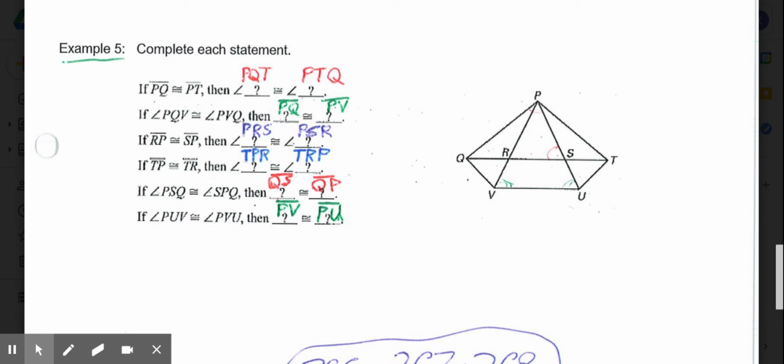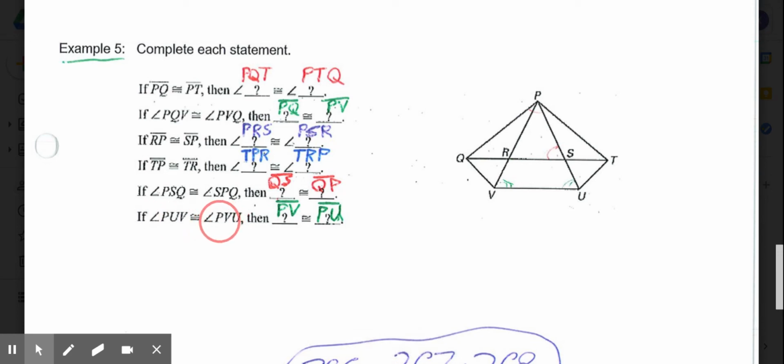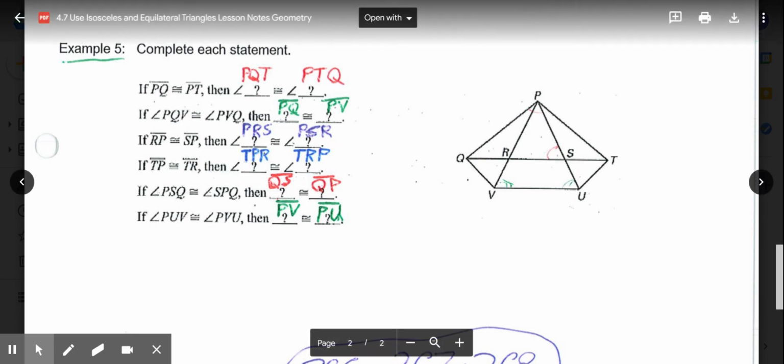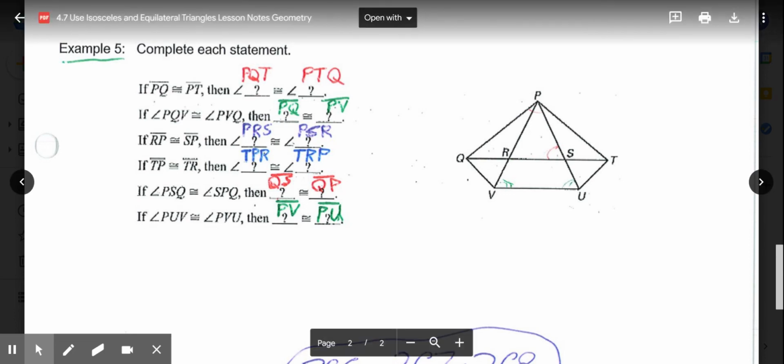And last but not least, if angle PUV is congruent to angle PVU. So PUV there, PVU there. So we're kind of looking at this bigger triangle in the front middle, triangle PVU. Then we know that side PV is congruent to side PU. So these here are using our base angles theorem and the converse to identify the different triangles in this image and find the opposite angles or opposite sides.